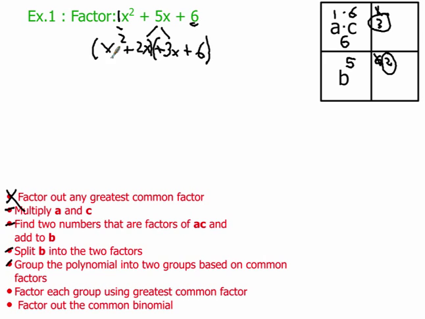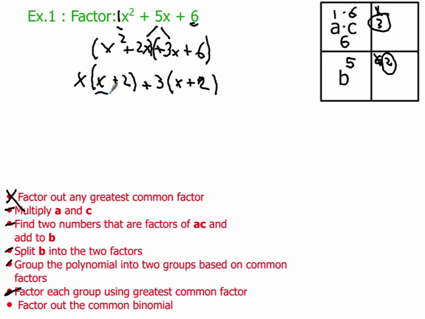If I do that over here, x squared and 2x, the greatest common factor there is x. X squared divided by x is x. 2x divided by x is 2. I want to do the same thing with 3x plus 6. 3x and 6 share a positive 3. What's left inside? 3x divided by 3 is x. 6 divided by 3 is 2. So I get 3 times x plus 2. So now all I've done is factor each one of those two groups.